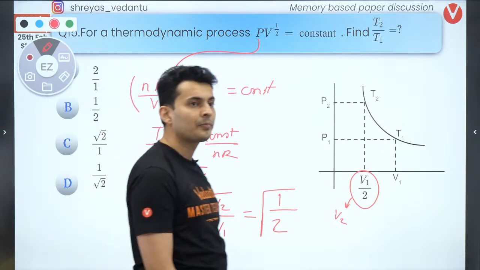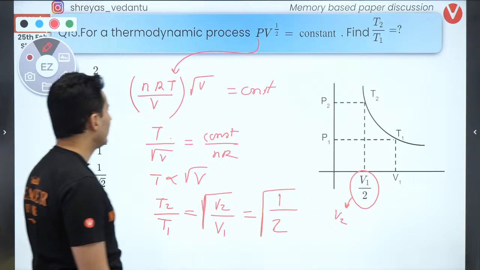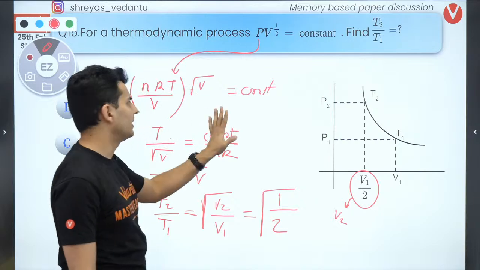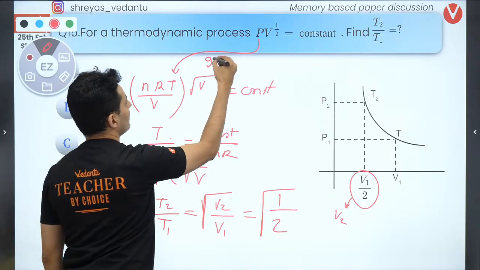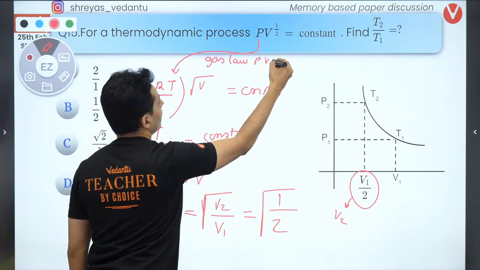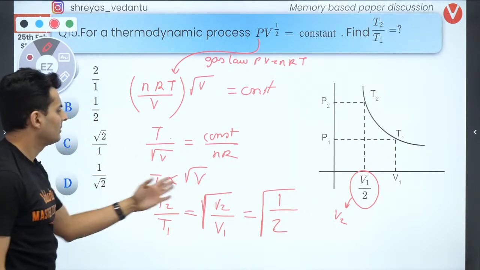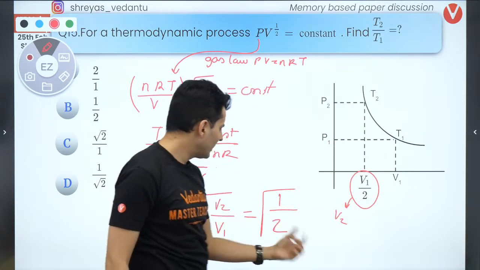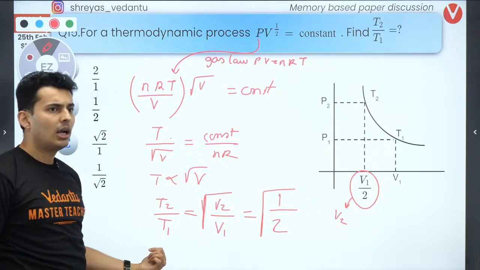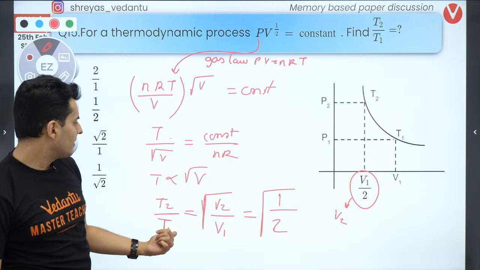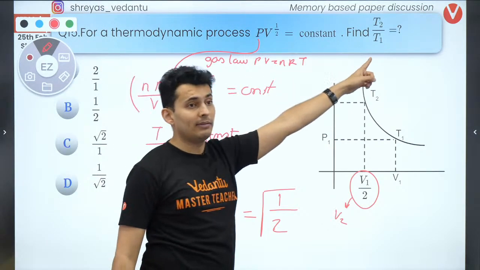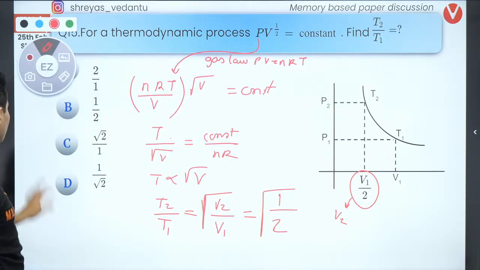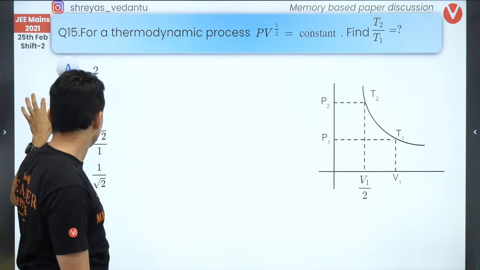Yes, Aishwarya says D. I'm not sure which part you did not understand. Instead of P, I have put nRT by V. That's it. The rest is just mathematics. I've used gas law, PV is equal to nRT. And in the question, this volume was double of this. This was P2, this was P1. I'm finding T2 by T1, Abhishek, not V1 by V2. Then the correct option will be D. Yes, correct, guys.